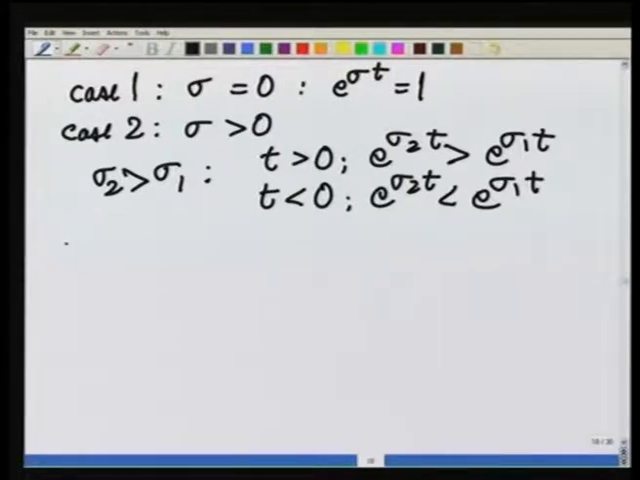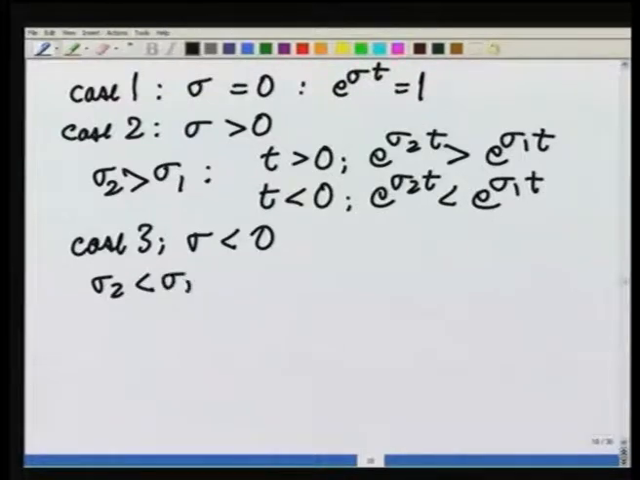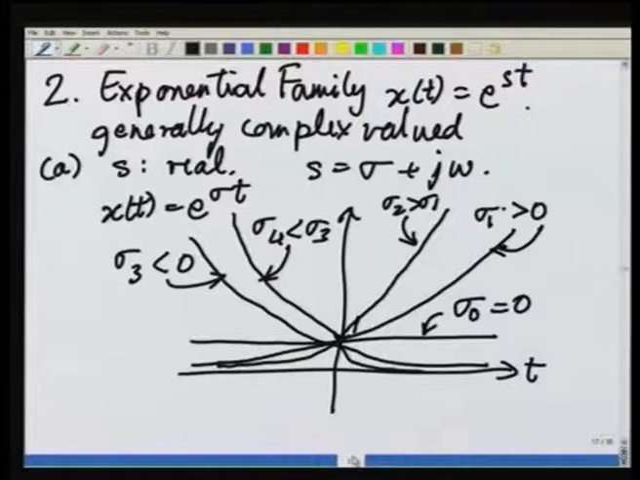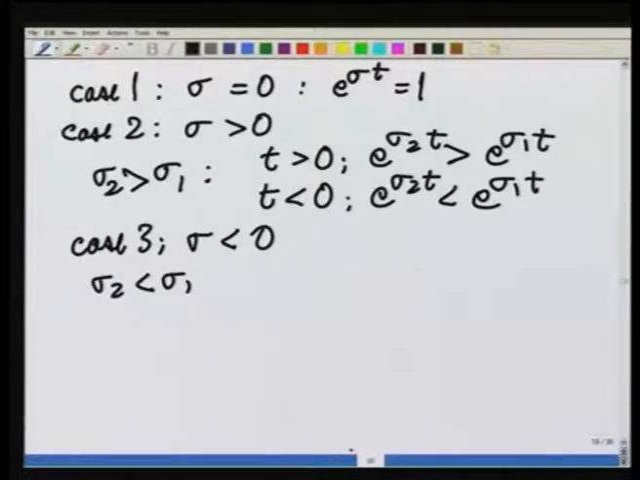Coming to case 3, we shall look at cases where sigma is now less than 0. Let us again call the two instances of sigma we take as sigma 2 and sigma 1. Sigma 2, let us say, is less than sigma 1. We can look back at the graph and see how these graphs appear to us, and from this we see we have called this of course sigma 4 and sigma 3 over here. Let us go back and call them the same thing for convenience.